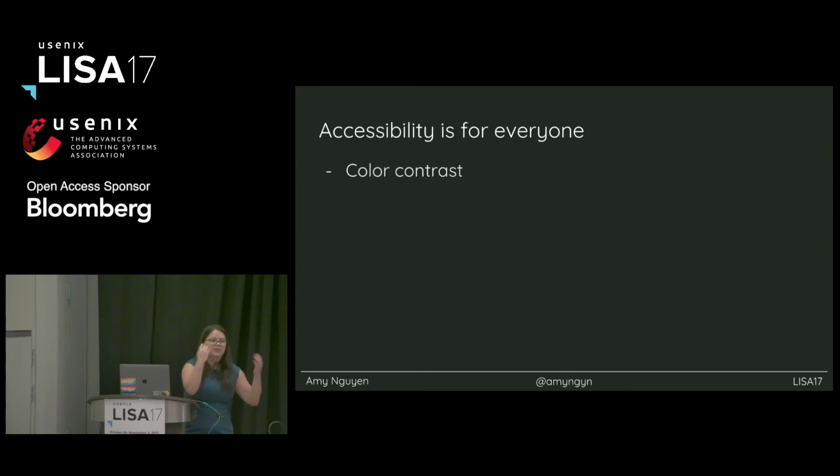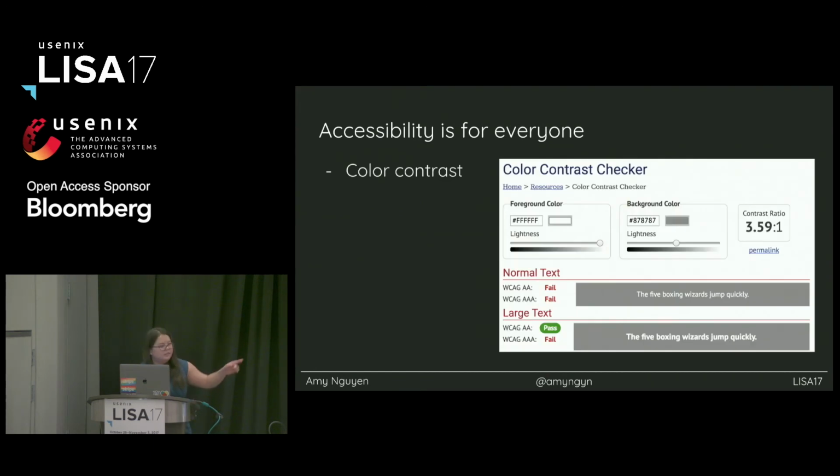As a person who generally doesn't have vision problems, I know I have glasses, but I didn't think very much about this. Maybe it's a little bit harder to see here, but when I look at this on my screen, it's super easy to read. The 5 boxing wizards jump quickly. But we're all people who look at computers all the time. We're all dealing with eye strain. Why make it harder for people to read things?